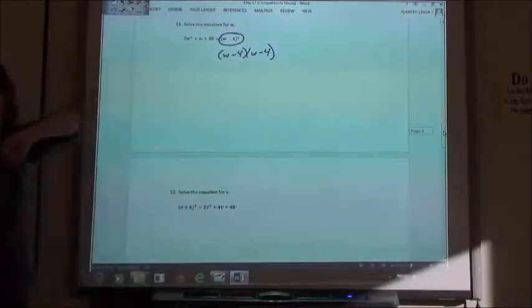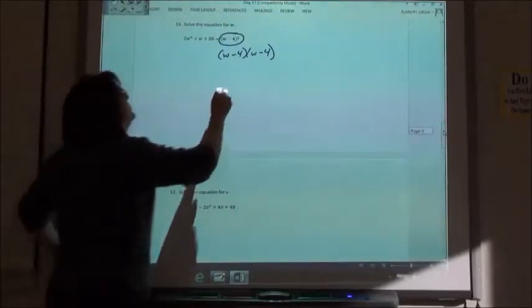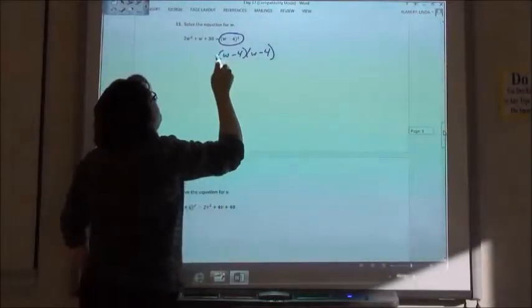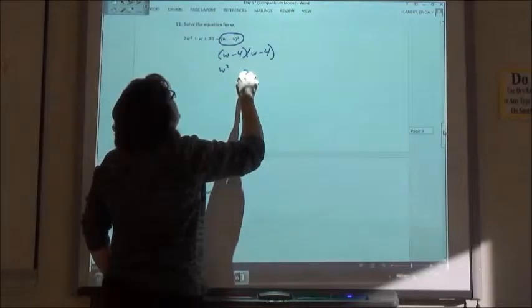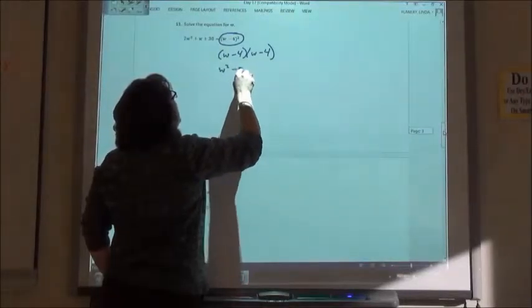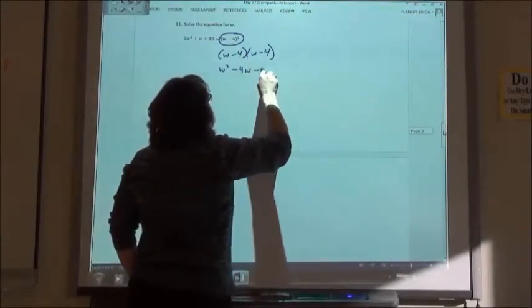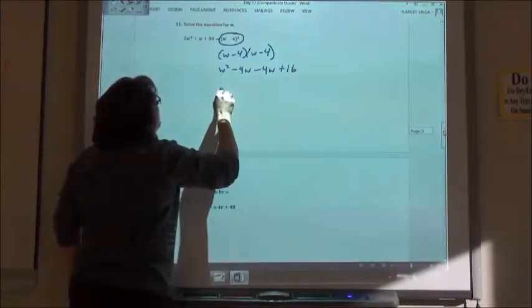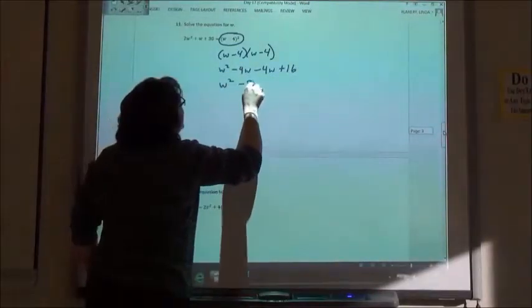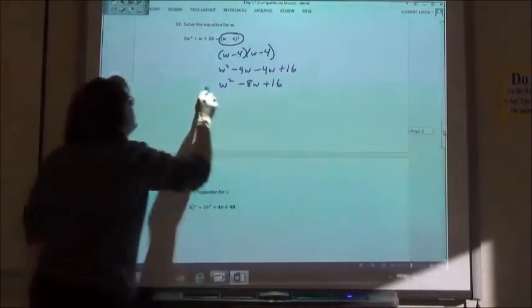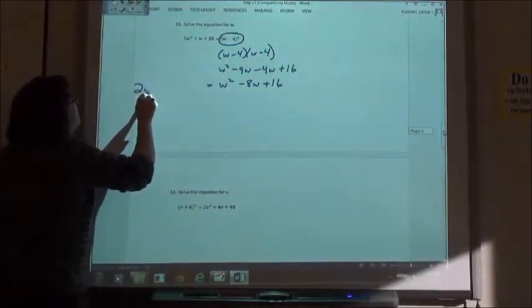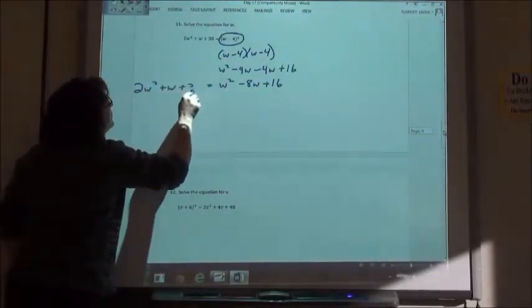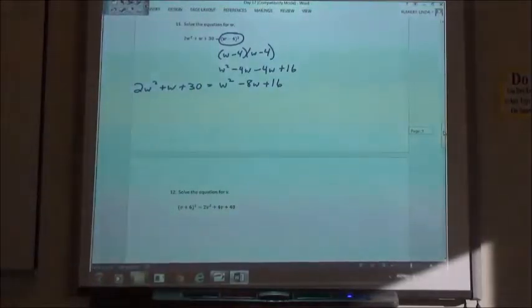So if I multiply that out, what am I going to get? W squared, minus 4W, minus 4W, plus 16. Exactly. So then we have W squared minus 8W plus 16, right? And on the other side, we still have the 2W squared plus W plus 30. So 2W squared plus W plus 30 equals W squared minus 8W plus 16.